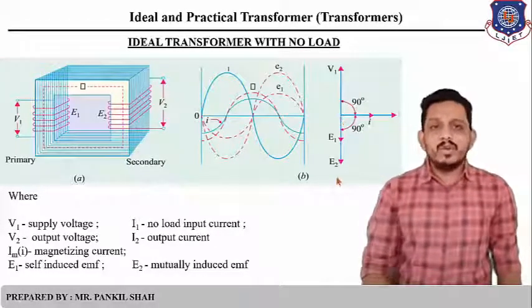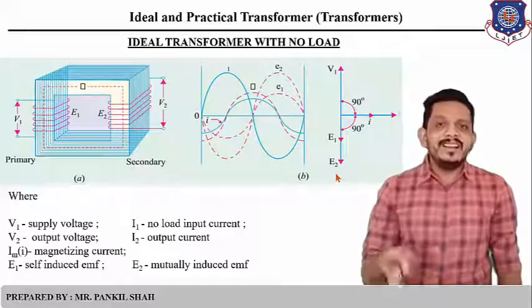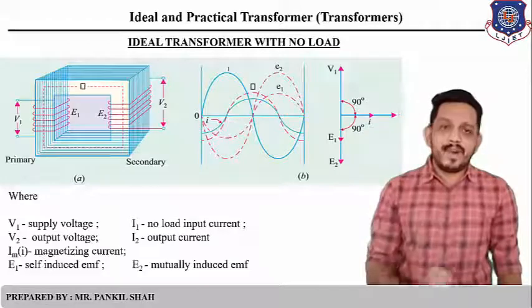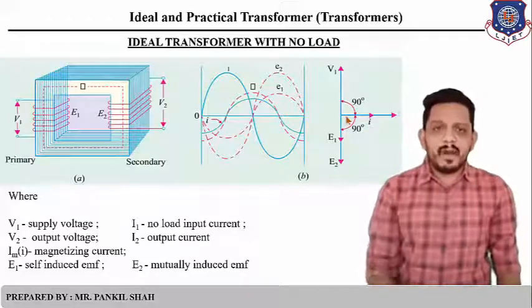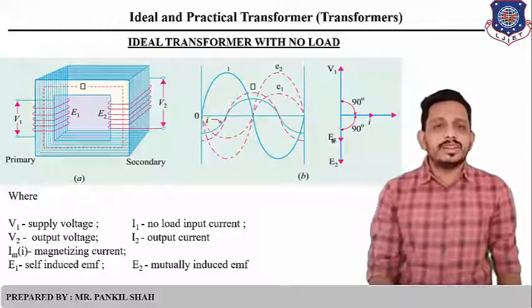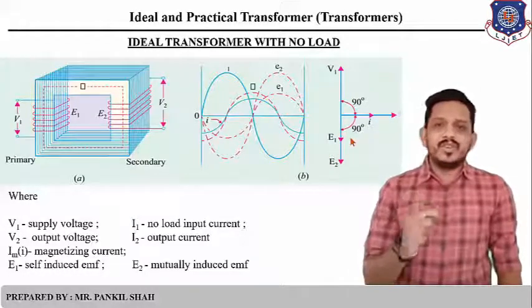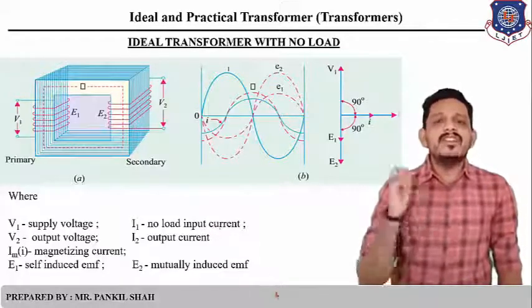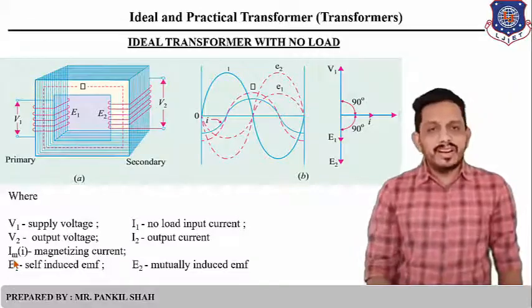Now let's talk about the EMF. We have seen that the EMF induced in both the windings is in opposite phase to the applied voltage. So it is 180 degree apart from the applied voltage. If V1 is drawn here, then E2 will be drawn opposite to that side, on the downside. So this was all about the ideal transformer at no load condition.